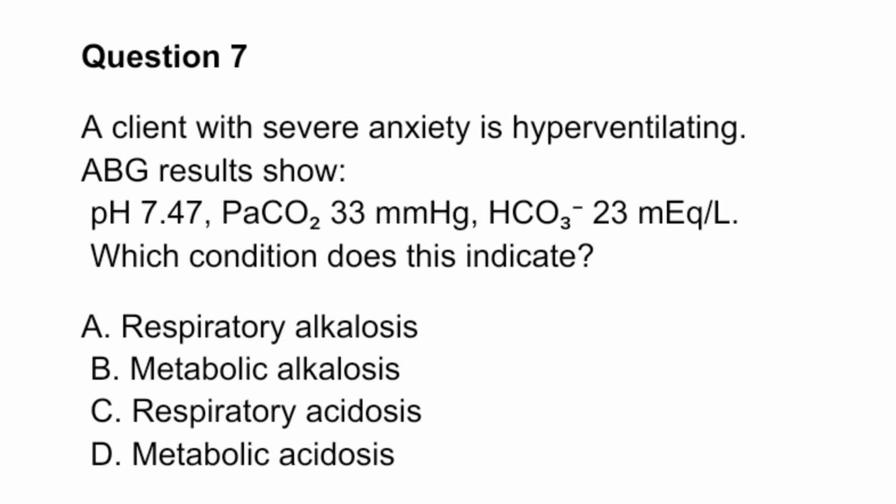Question 7. A client with severe anxiety is hyperventilating. ABG results show pH 7.47, PaCO2 33 mmHg, HCO3- 23 mEq/L. Which condition does this indicate? A. Respiratory alkalosis. B. Metabolic alkalosis. C. Respiratory acidosis. D. Metabolic acidosis.